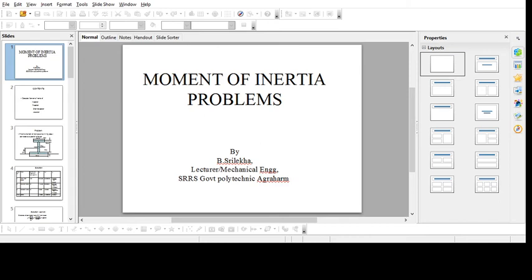So let us find the areas of each. A1 means 75 into 10, which gives simply 750 mm square. Next, A2 means 115 into 10, which gives 1150 mm square.